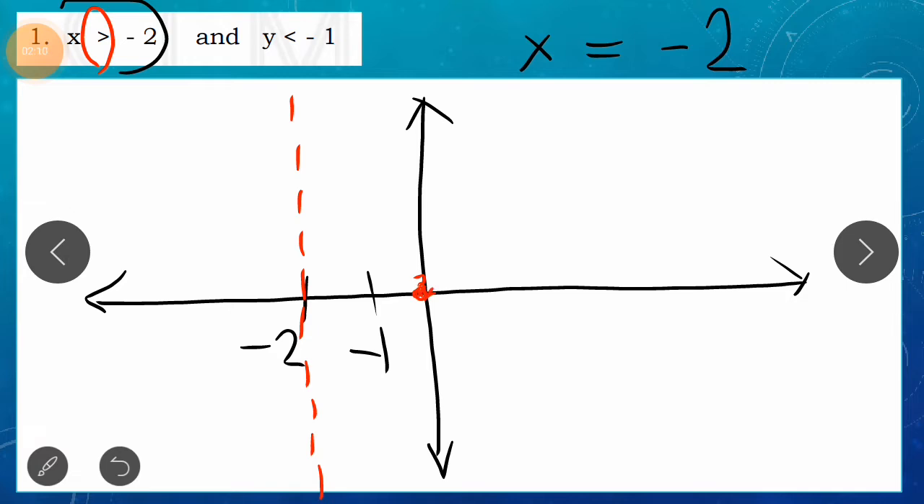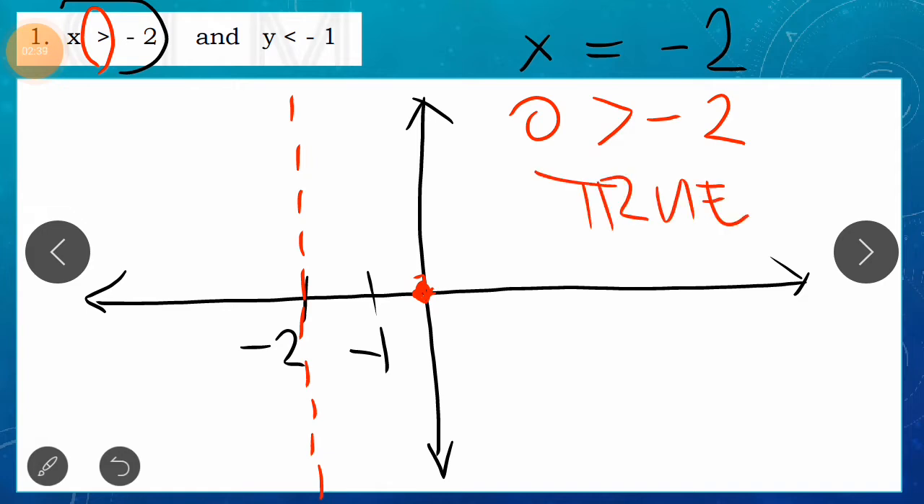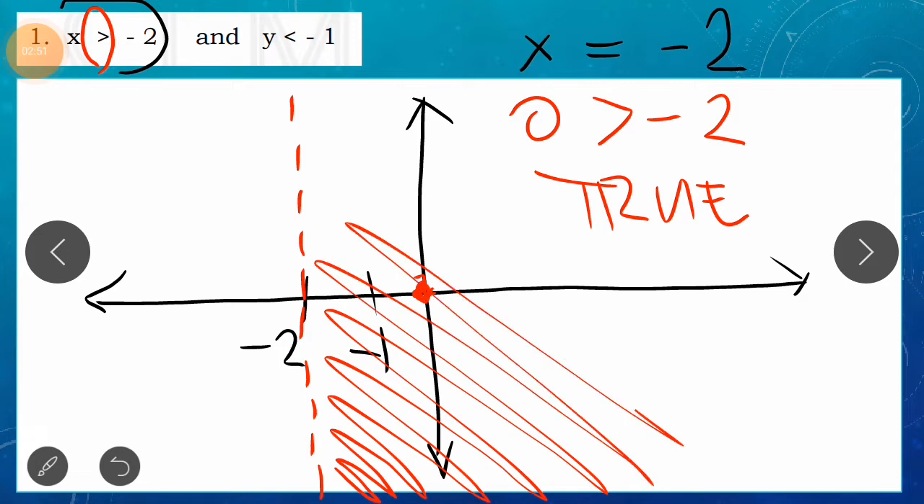Okay, so we're going to let x be equal to 0. So 0 is greater than -2. Okay, so we substitute x by 0 because the x coordinate of this point is 0. So 0 is greater than -2, so that means this is true. Okay, so since this is true, we can now shade the part where we can find 0 of x. Okay, so let's shade this part.